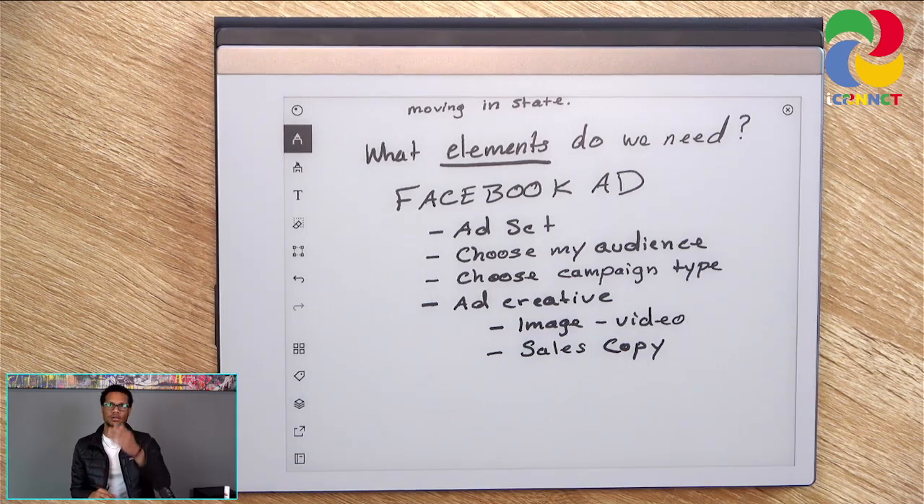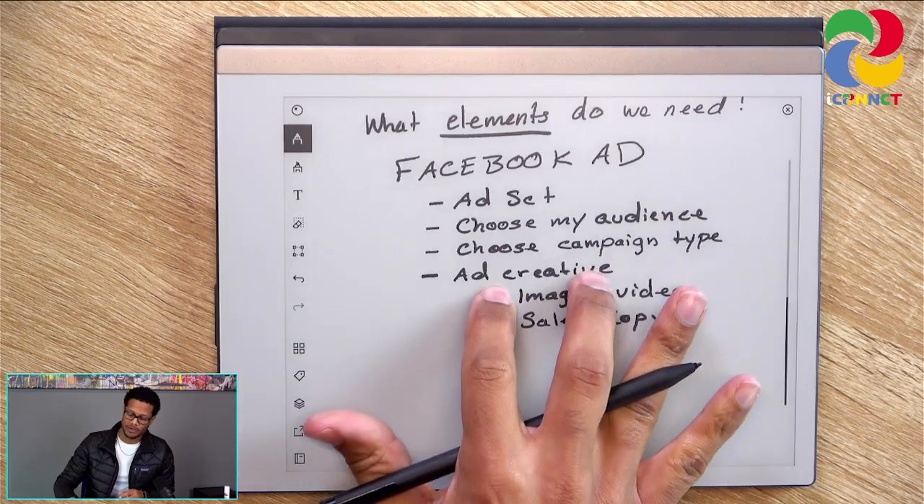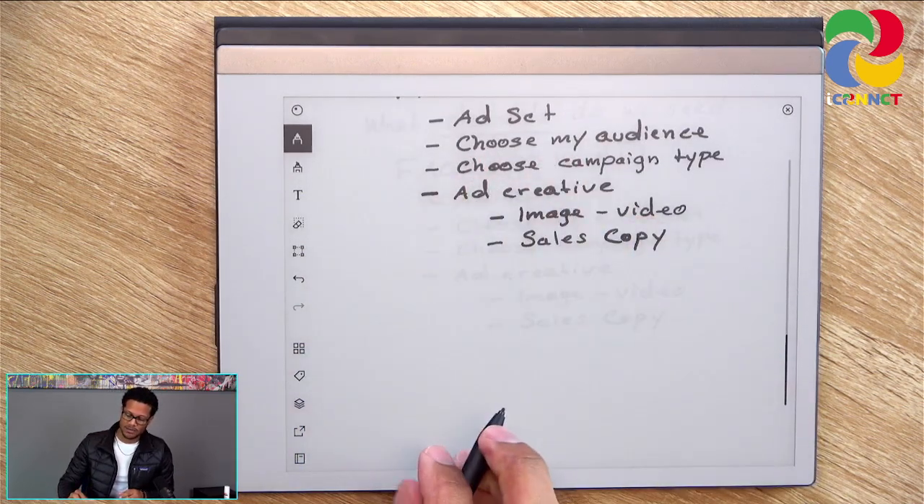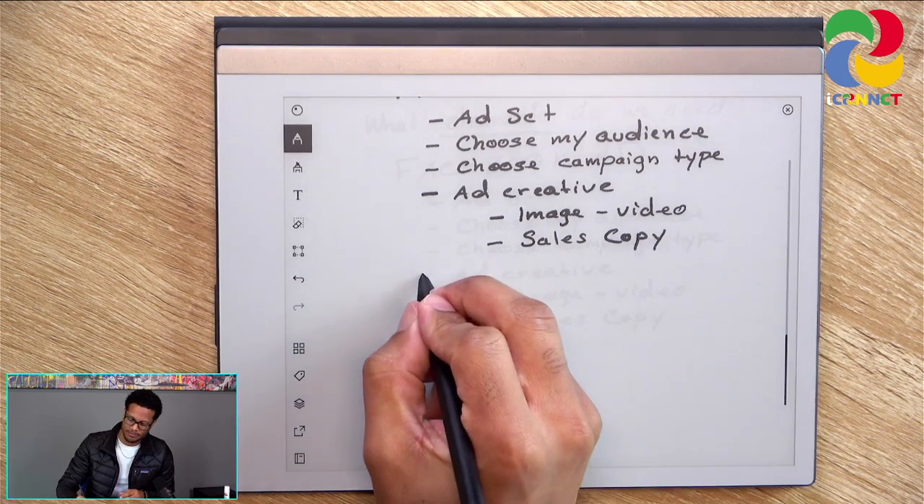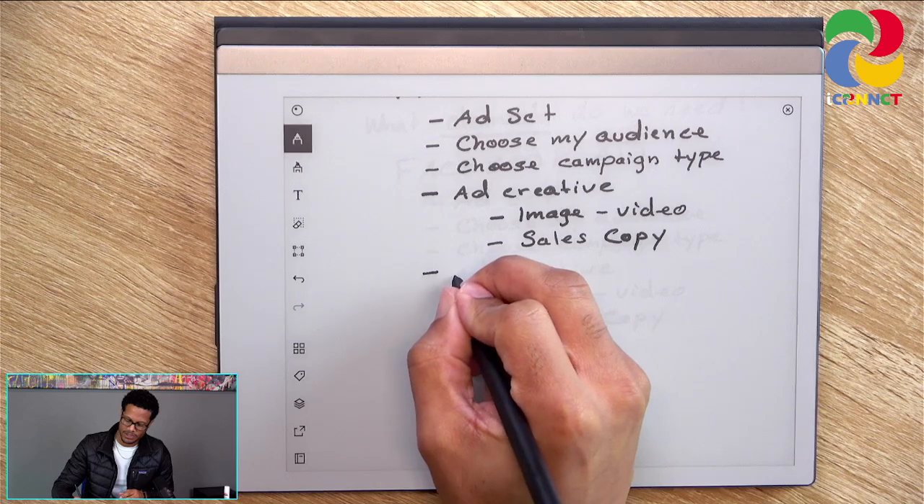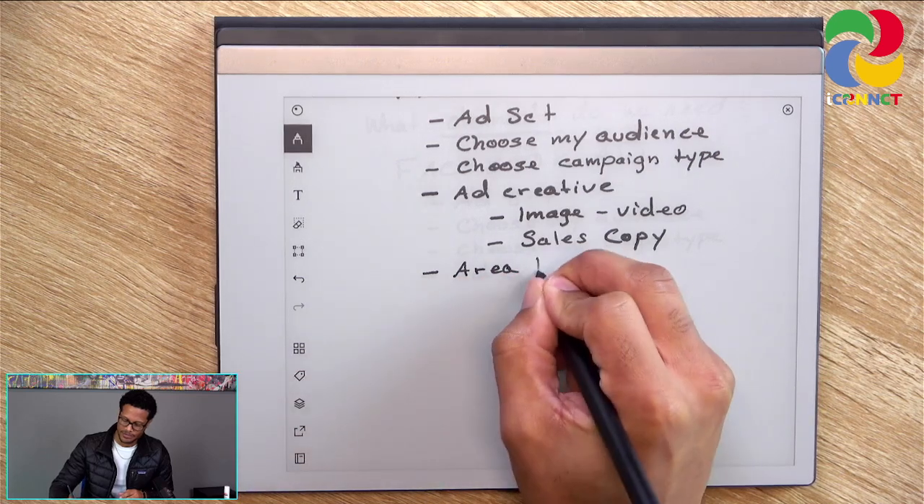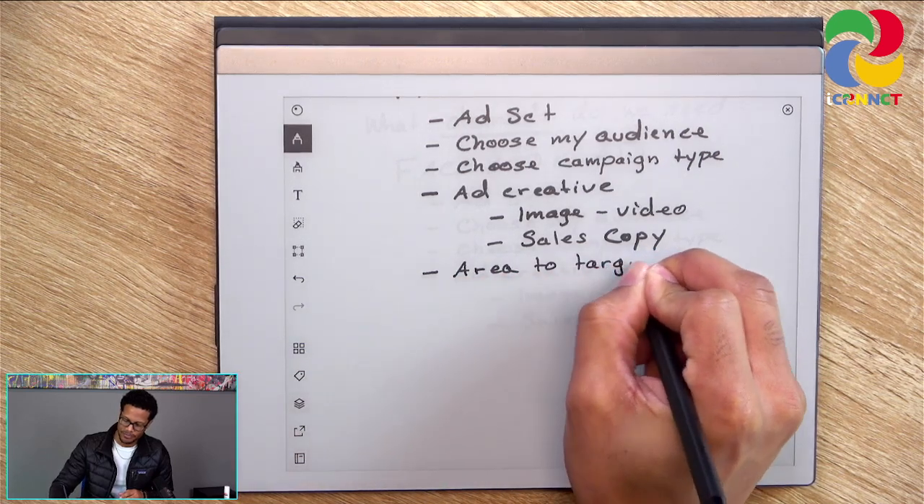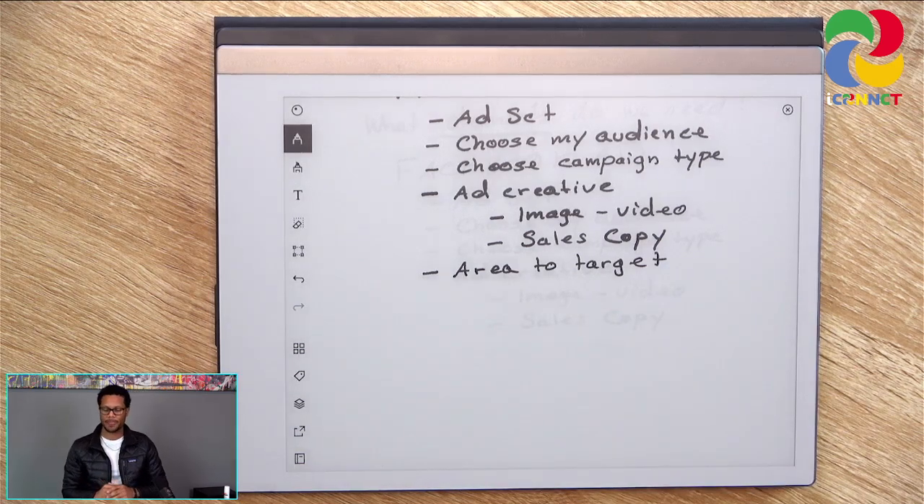And so if I was setting up for new construction and trying to get in contact with somebody in new construction, in the ad set, we would also have to choose our area to target within Facebook ads, right? And so there's lots of little nuances that come along with Facebook ads, but this is, again, keeping it very high level. So we're going to choose the target, the area to target.